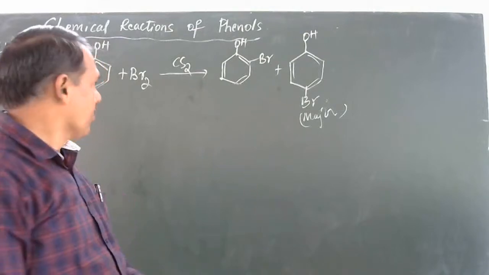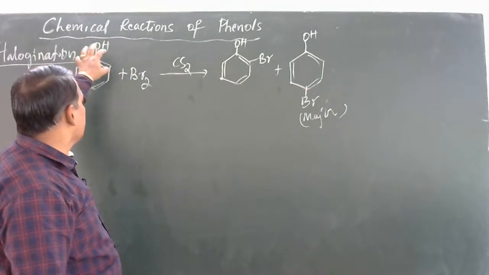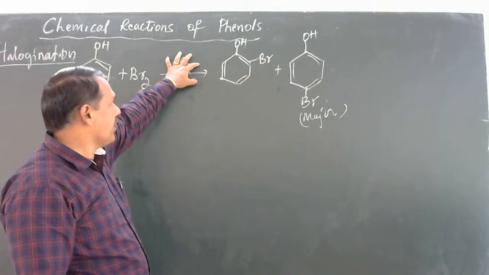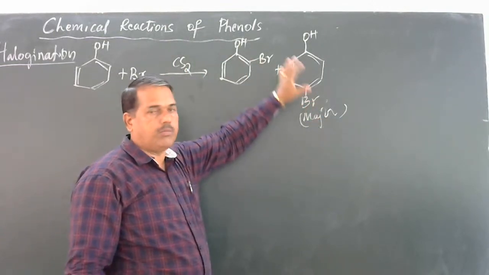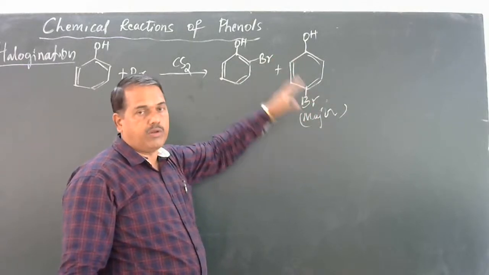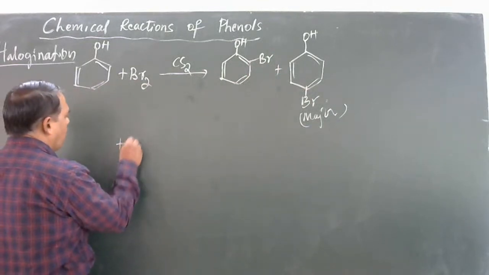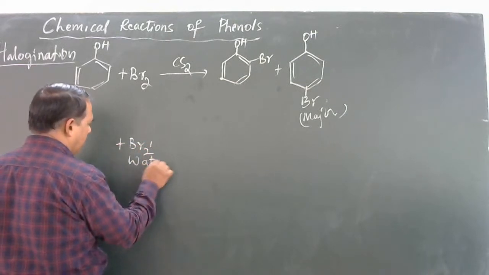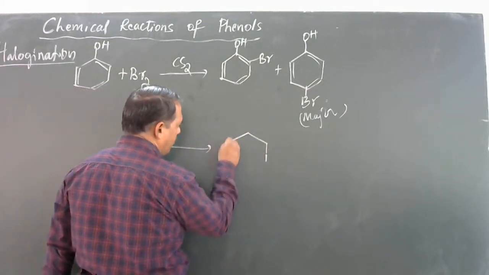Are you clear? Okay. Therefore, when bromine reacts with phenol in presence of solvent carbon disulfide, we will get orthobromophenol and parabromophenol. Among these, which is the major product? Parabromophenol is the major product. Okay, again, when phenol is treated with bromine water, we will get 2,4,6-tribromophenol.